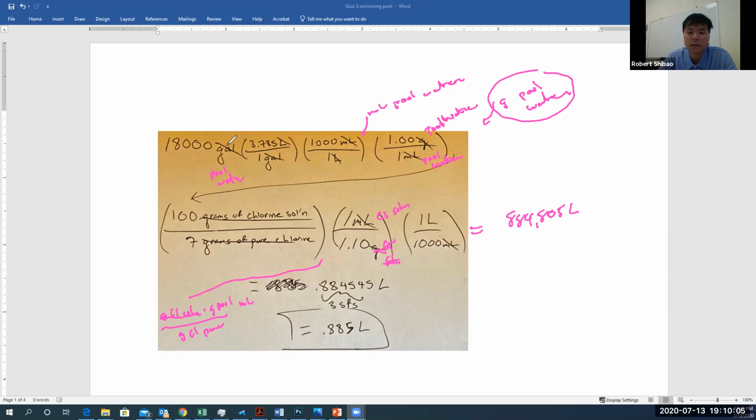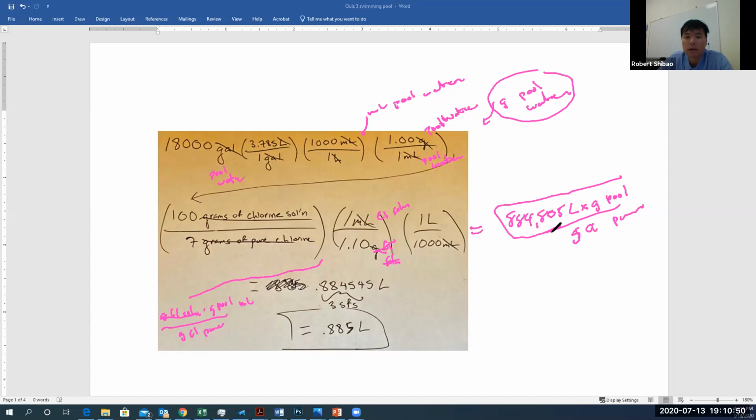Let me just double check the calculation again. 18,000 times 3.785 times 1,000, although I could cancel that if I wanted, times 100, divided by 7, divided by 1.1, divided by 1,000. Yeah, 884,805 liters. But the problem is it's liters times grams of pool water divided by grams of pure chlorine. And so one thing, this doesn't make sense. And another thing is the number is way off. And so we could have avoided this.